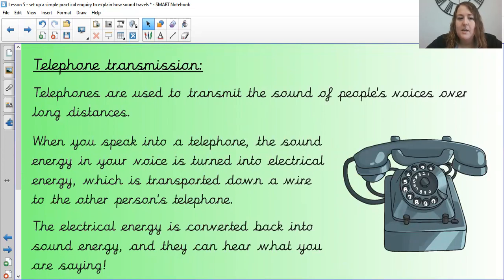Telephone, let's start with that then. So telephones are used to transmit the sounds of people's voices over those long distances. When you speak into a telephone, the sound energy in your voice is turned into electrical energy, and that is transported down a wire to the other person's telephone. The electrical energy is converted back into sound energy, and they can hear what you're saying. Simple-ish process in theory, but it's quite tricky to actually understand that. So when it goes through your phone, it turns into the energy and it goes all around the wires and then it comes back and it's transmitted back into sound for the other person to hear.